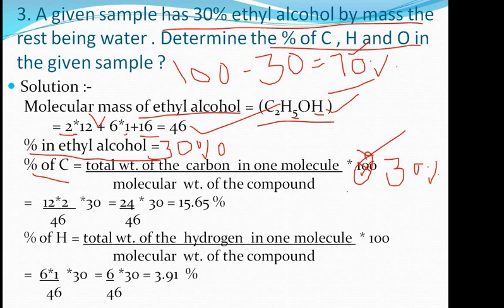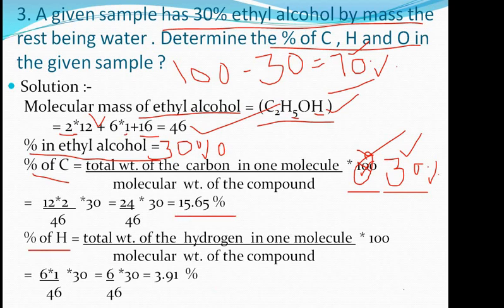ओके ये मैंने खुद लिखा है इसको ऐसा ताकि आपको अंडरस्टैंड किया जा सके कि वी आर नॉट कैलकुलेटिंग हियर फॉर द 100%, वी आर कैलकुलेटिंग फॉर द 30% केस. अंडरस्टैंड दिस थिंग. तो हमें यहाँ पे किसके लिए कैलकुलेट करना है? 30% के लिए कैलकुलेट करना है, 100 के लिए नहीं. So 12 into 2 divided by 46 into 30. So answer will be 15.65%.